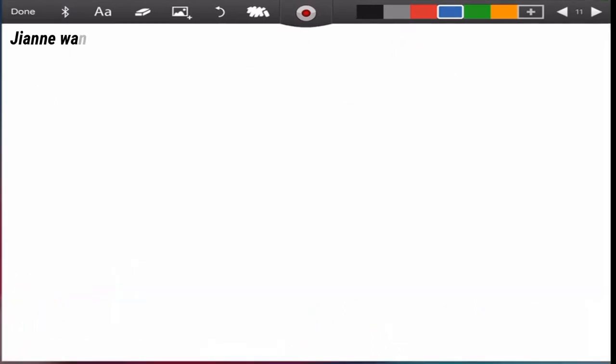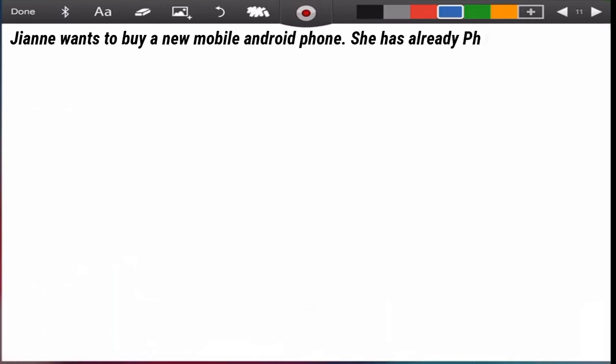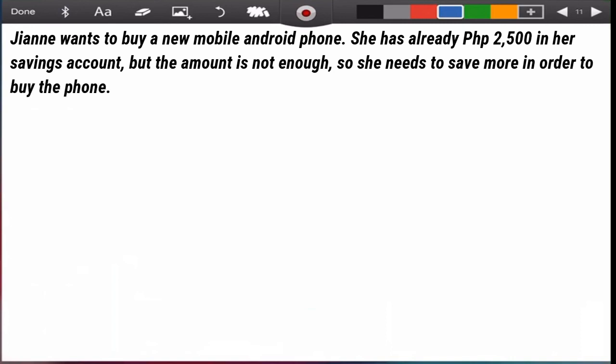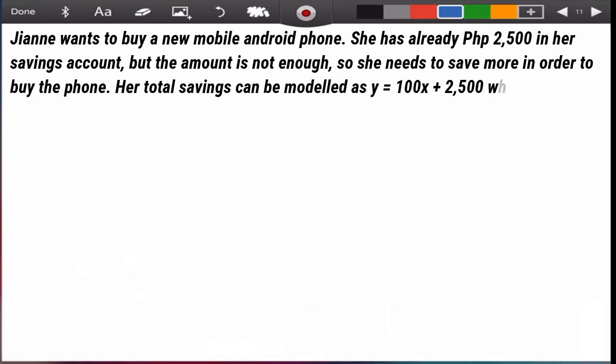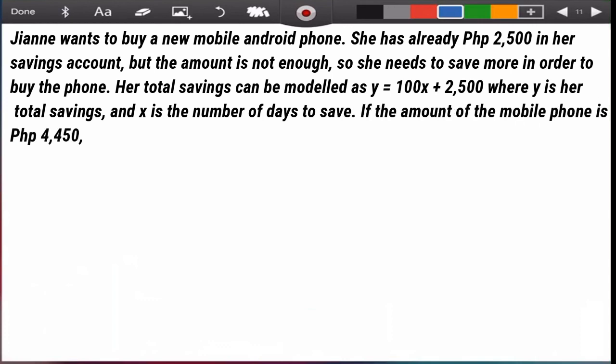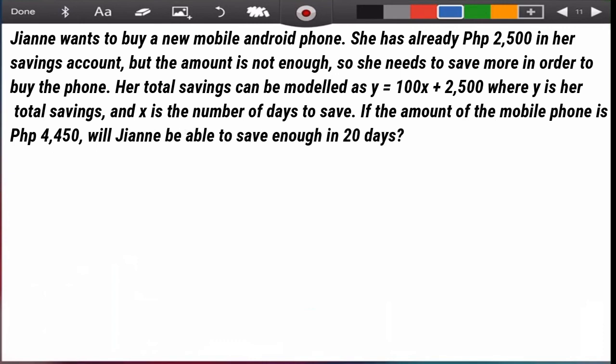Gian wants to buy a new mobile Android phone. She has already 2,500 in her savings account, but the amount is not enough, so she needs to save more in order to buy the phone. Her total savings can be modeled as y equals 100x plus 2,500, where y is her total savings and x is the number of days to save. If the total amount of the mobile phone is 4,450, will Gian be able to save enough in 20 days?